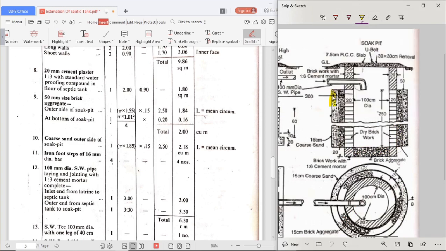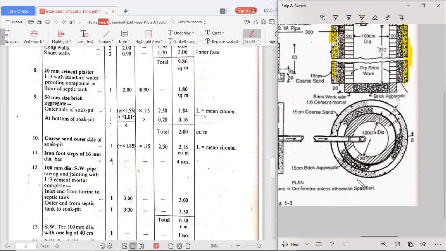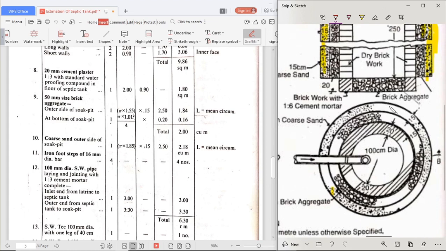Now the calculation is for this coarse sand outer side of aggregate. So what we have to do? Same, L in the mean circumference area. We have to find the diameter, the distance from this center to this center.